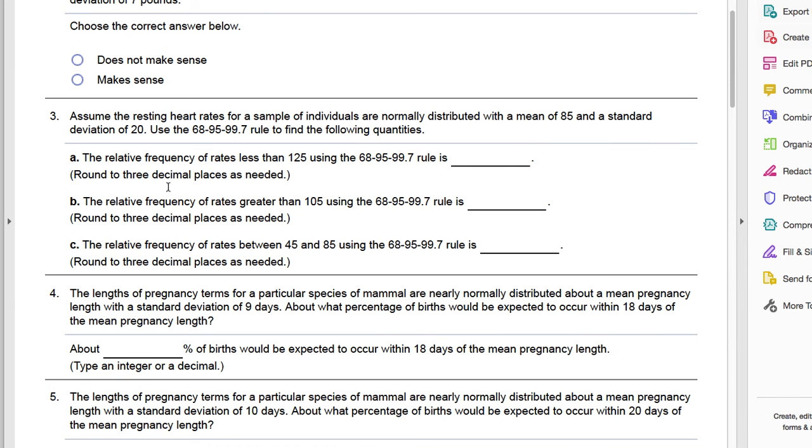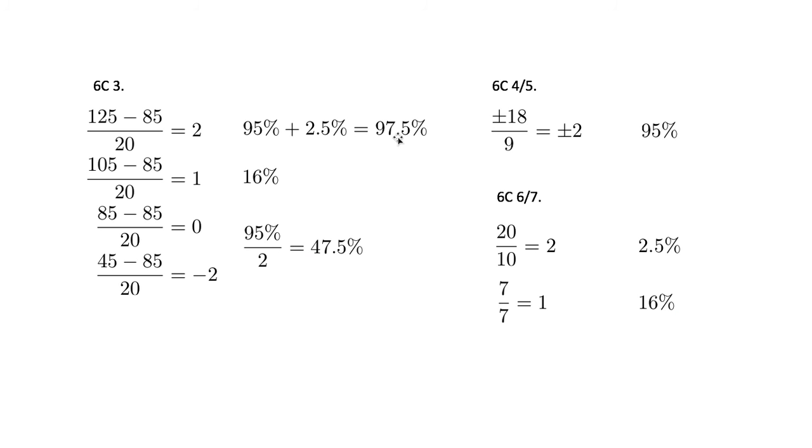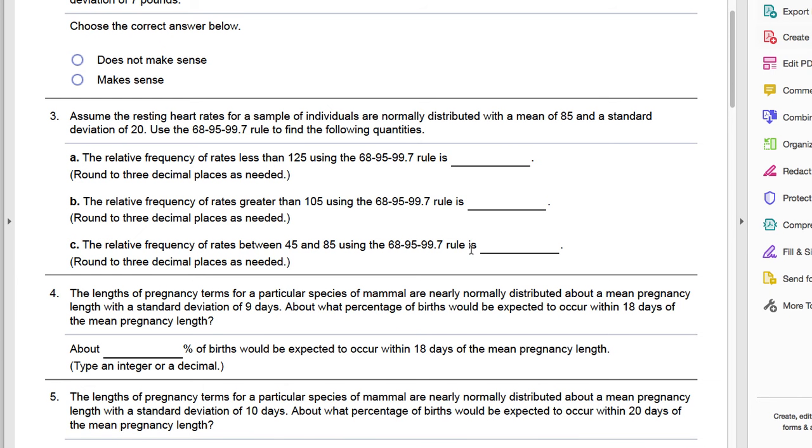Now, one other thing on this: they are saying relative frequency instead of percentage. Relative frequency just means give the proportion rather than the percentage. So all of these values would be entered as 0.975, 0.16, 0.475. And that's all that means. Numbers 4, 5, 6, and 7 are kind of the same as well. They're giving you a value and asking what percent of data is above, below, or in between.